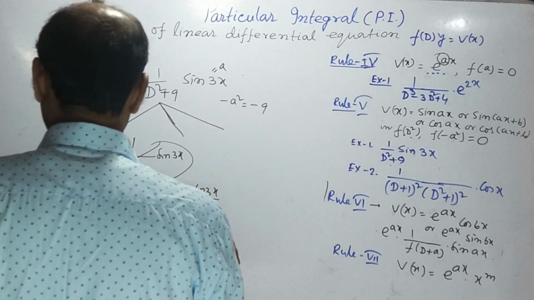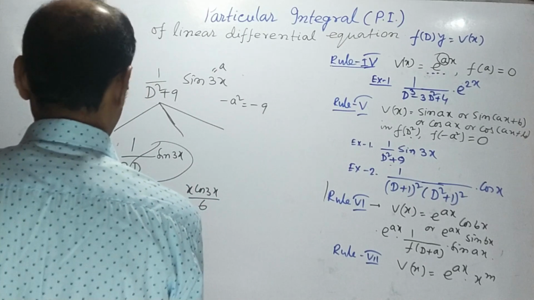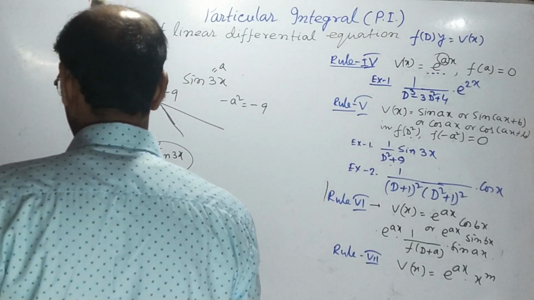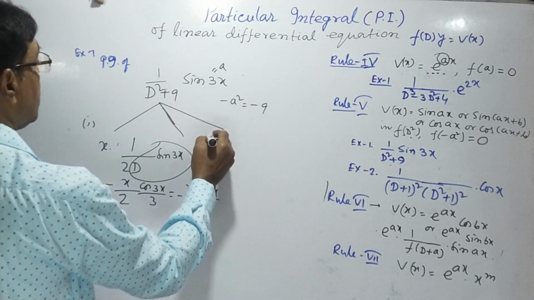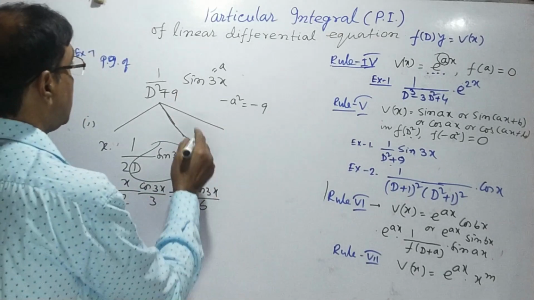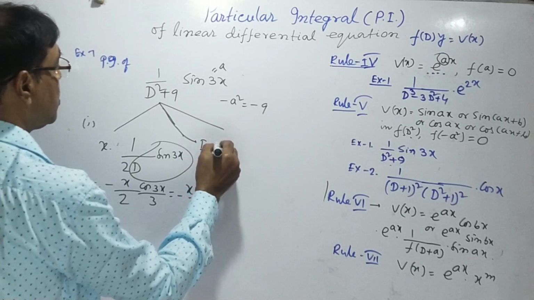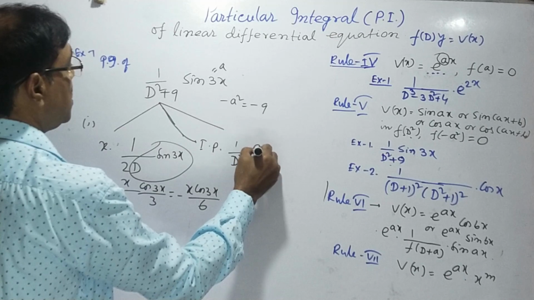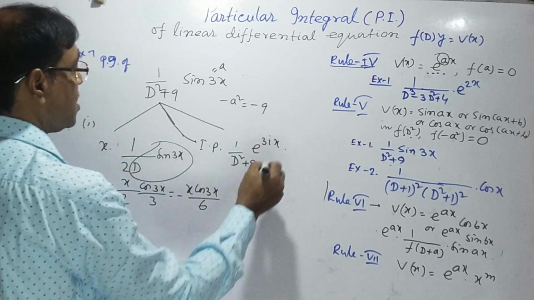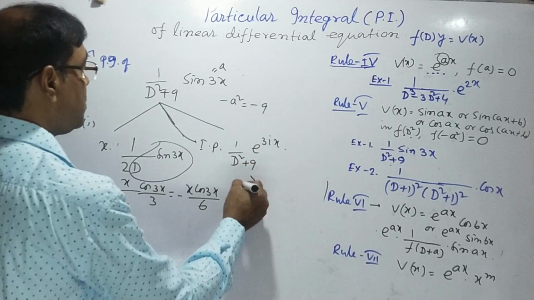Now for the cos of x, for the second method, which is the imaginary part of 1 by d square plus 9 times e to the power 3ix. So it is a long method.